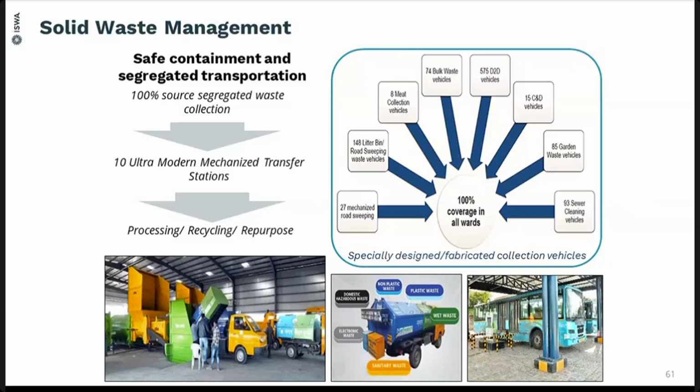We also have a separate system called the bulk collection system for units which generate more than 10 kgs of waste every day. We have a separate fleet for C&D waste collection, a separate fleet for garden waste collection, and a sewer cleaning mechanism. For each and every stream of waste, we have a separate collection fleet, so that nothing gets mixed in between, and it gets transported with quality to the processing site. That is the reason we managed to grab the opportunity of having Asia's biggest bio-CNG plant of 50 TPD.